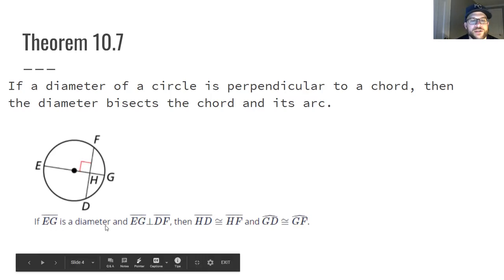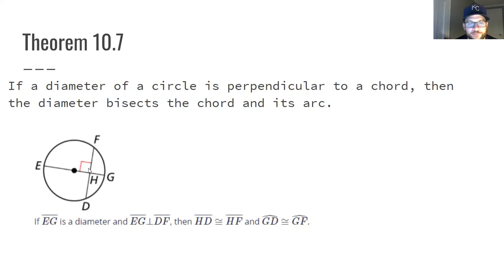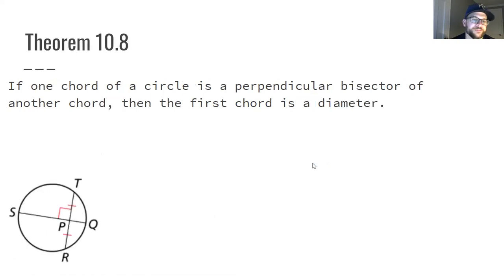Since EG is your diameter and they are perpendicular, both sections of this chord are being bisected, which means that FH is congruent to HD, along with the arc measure that connects them. So the arc FG and the arc GD are also congruent.